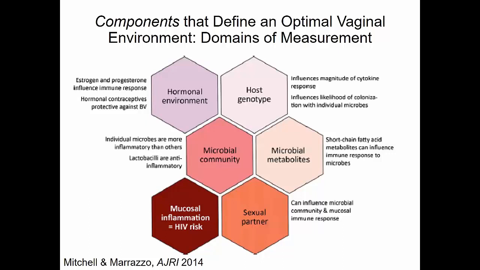And then, of course, we can't forget sexual partners, right? What's the main mediator of HIV risk? It's your sexual partner's viral load. There's no getting away from that, right? You can have the perfect vaginal environment, and if you're exposed to a partner who has 1 million+ copies of HIV in semen, it's going to be very tough to overcome that challenge.